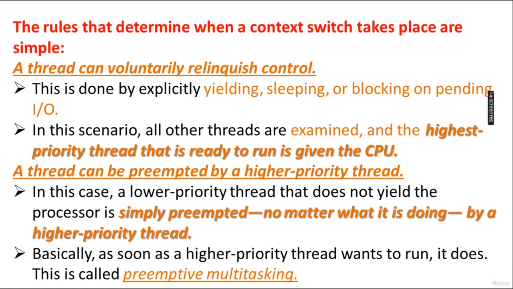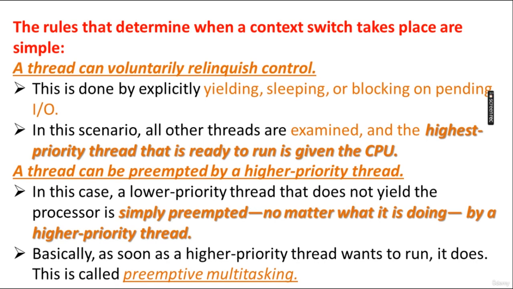A thread can be preempted by a higher priority thread. A lower priority thread that does not yield the processor is simply preempted, no matter what it is doing, by a higher priority thread. So if it is not relinquishing control over the CPU and it is the lower priority thread, in that case, the thread can be removed explicitly or preempted. So explicitly, by force, it will be made to relinquish control. It is forced to give up control over the CPU, or simply preempted no matter what it is doing, by a higher priority thread.